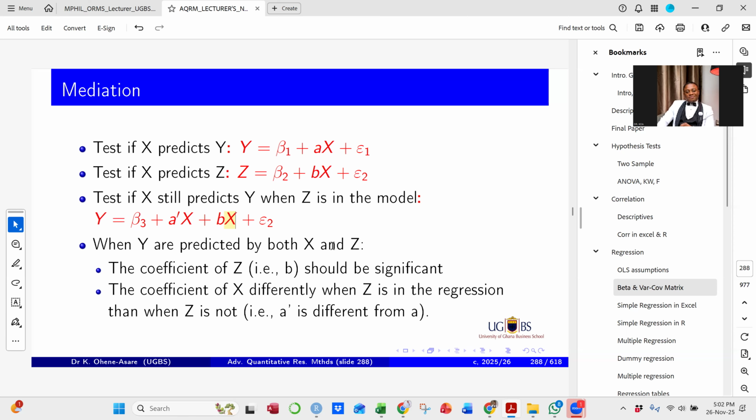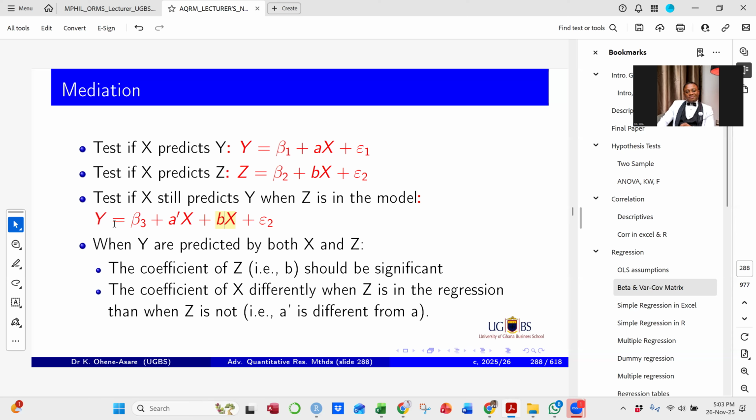then the coefficient of z, which in this case is B. I don't know why I wrote X here. It's supposed to be Z, sorry. This X here is supposed to be Z. So the coefficient of Z, which is this B, should be significant. Because remember that Z affects what?